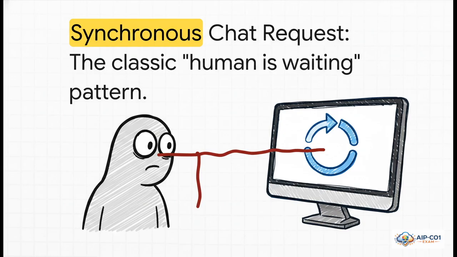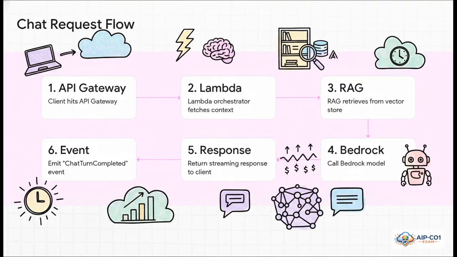This is that classic human-is-waiting pattern we talked about. Super common. So check out the flow here. It's pretty straightforward. The user's message comes in through our toll gate, API Gateway, and hits a Lambda orchestrator. This Lambda's job is to be quick. It grabs some context, maybe does a RAG retrieval from a vector store, calls the Bedrock model, and immediately starts streaming that response back to the user.